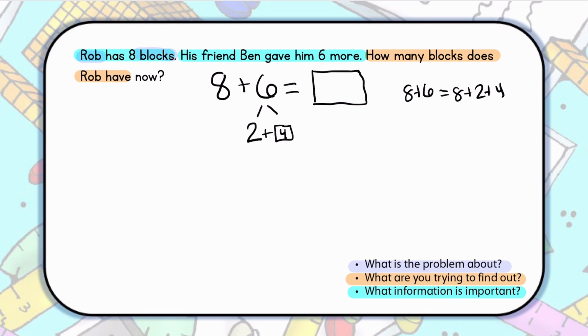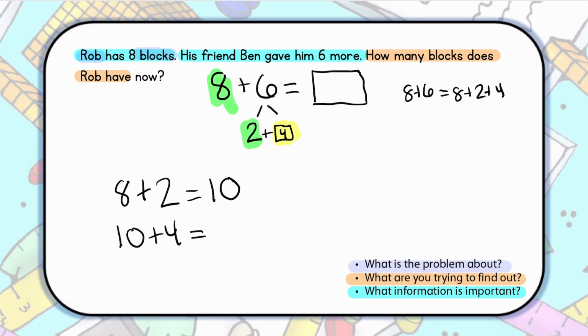All right. Well, now that we made our combination here, let's go ahead and put it together. So we have 8 and 2 to make our 10. So 8 plus 2 is 10. We can't forget, we still have that 4. 10 plus 4 is 14. Therefore, 8 plus 6 is, you got it, 14.